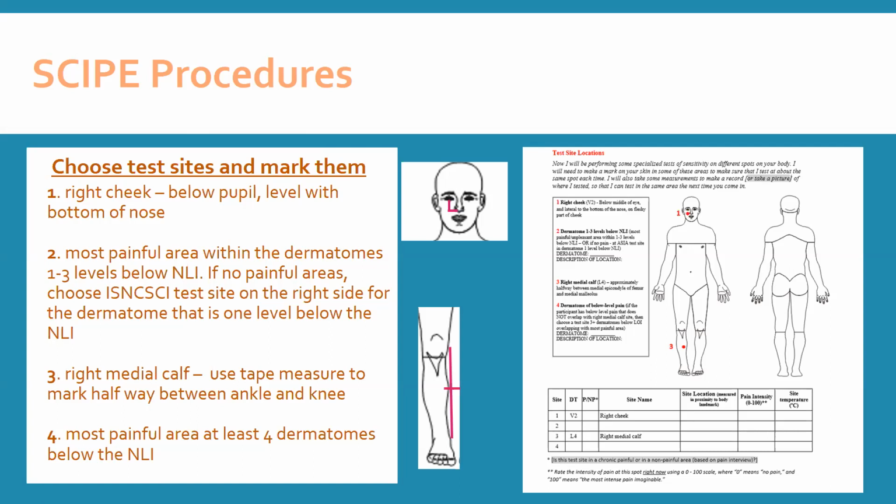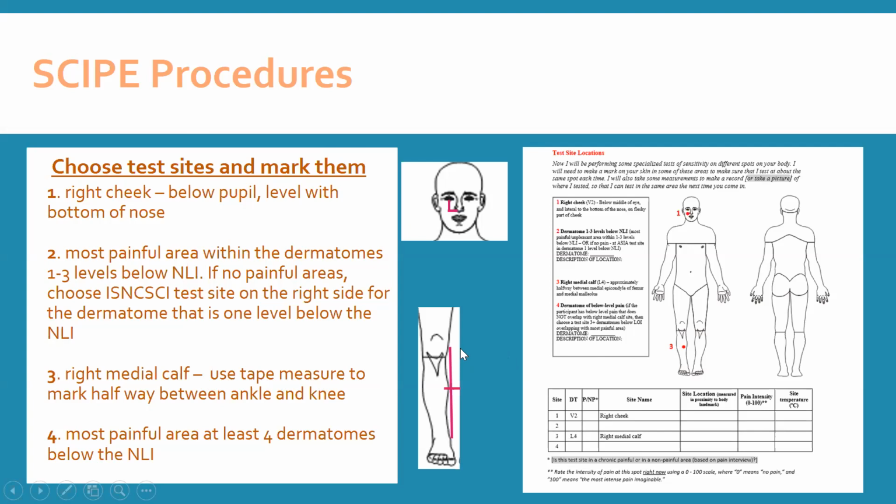If there are no painful areas, then you want to go to the first dermatome on the right side below the neurological level of injury and choose the ASIA sensory testing site in that dermatome. So that's why you want to have your sensory testing sites reference paper there, so that you can locate those sites. And then you'll want to put a dot on the person's body where you will be testing for site number 2. And then for site number 3, everyone will be tested on the right medial calf.